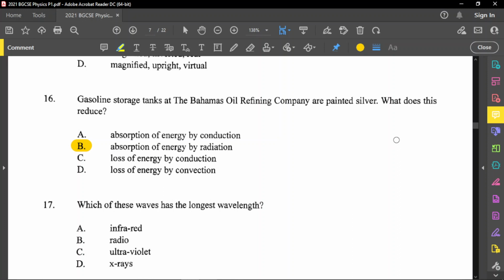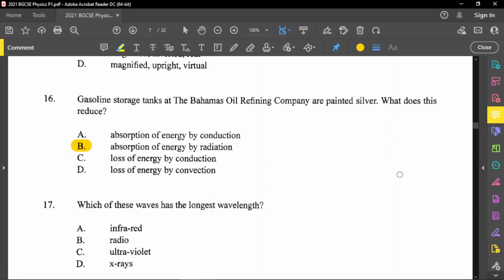And again, the reason behind that, remember: if radiation enters the tank and the tank gets too hot, then an increase in temperature will cause an increase in volume. And if there's an increase in volume, you'll also have an increase in pressure. So if the pressure of the tank gets too high, it can cause an explosion. So it's silver to reduce that.